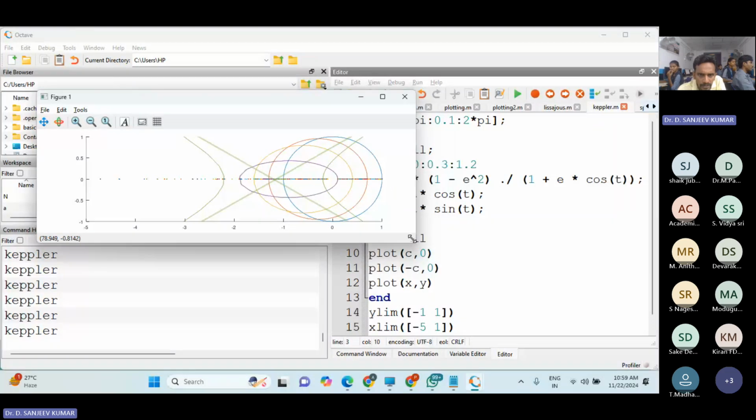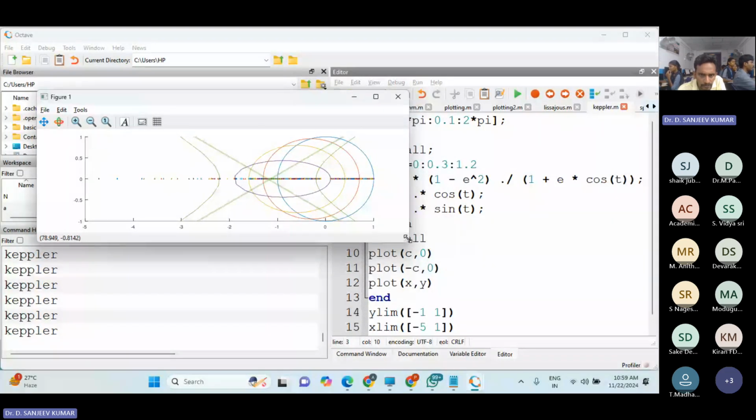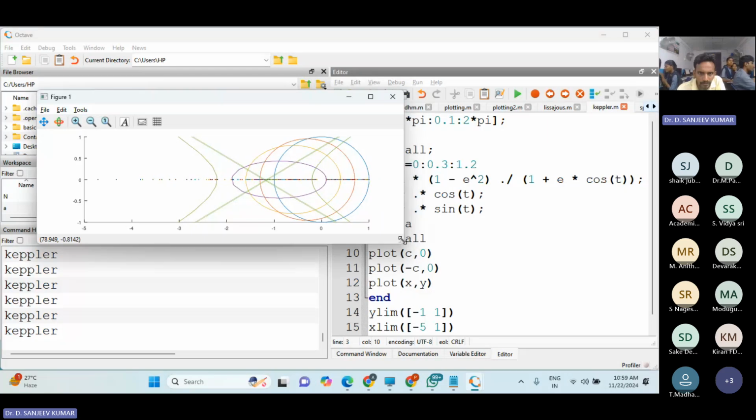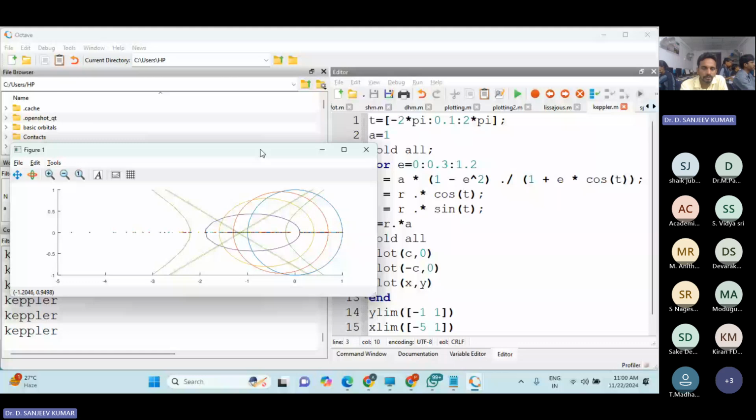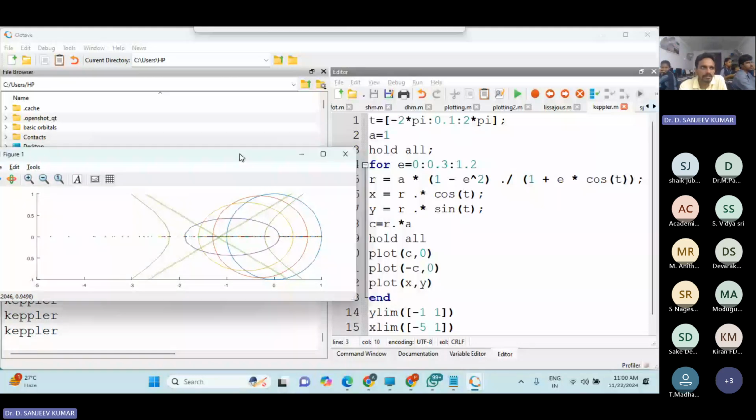the first one is a circle that runs from -1 to +1. The blue one is a circle, so I have to adjust it to the shape of a circle. Then we can see all other, the red, orange curves are elliptical in shape. So this is how we can plot various shapes of orbits with variation in eccentricity.